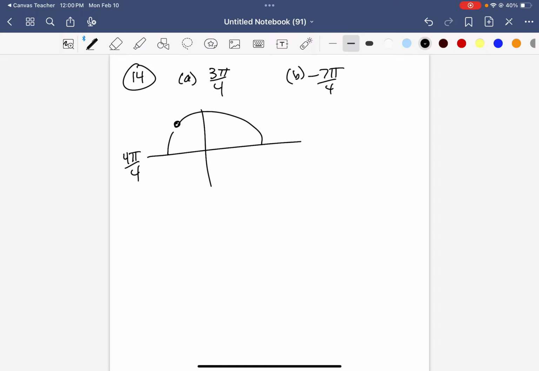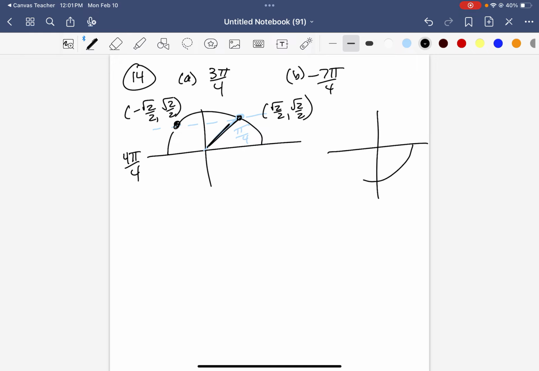Notice what I could do if I've got 3 pi over 4. Do you agree that it's going to have similar x and y coordinates to pi over 4, except it's just in this other quadrant, yes? For pi over 4, this is root 2 over 2, root 2 over 2. So over here, it's going to be negative root 2 over 2 and square root of 2 over 2. We're going to talk about that relationship in an upcoming lesson.